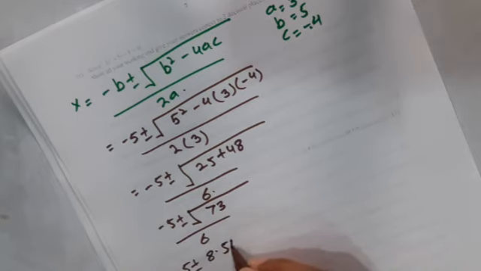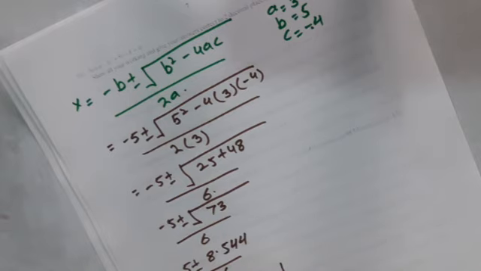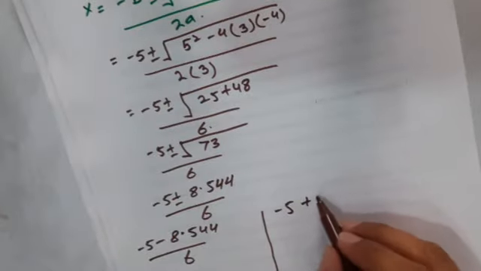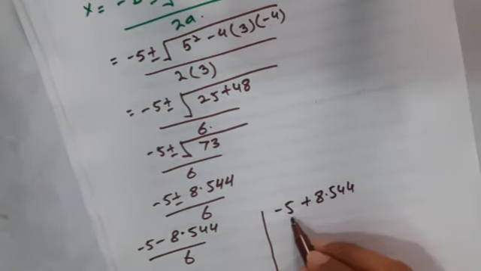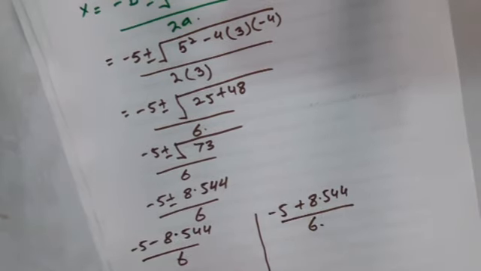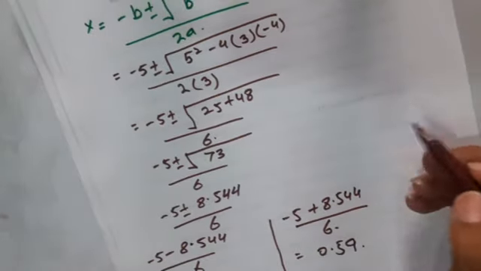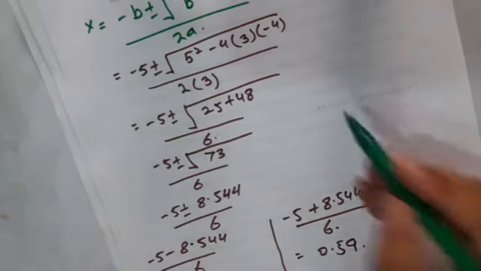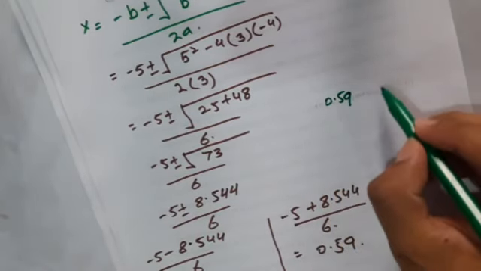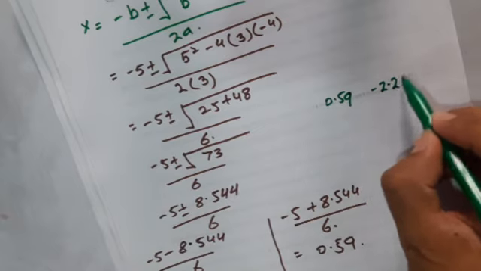Then minus 5 plus minus the square root of 73. The square root of 73 is 8.544. We can write it over 6: minus 5 plus 8.544 over 6, and minus 5 minus 8.544 over 6. Okay, this will give you the answer 0.59 and this will give you the answer minus 2.26. So your t's final answers are 0.59 and then negative 2.26.